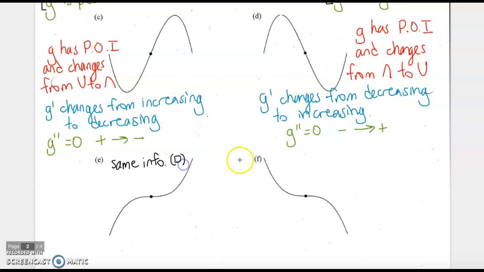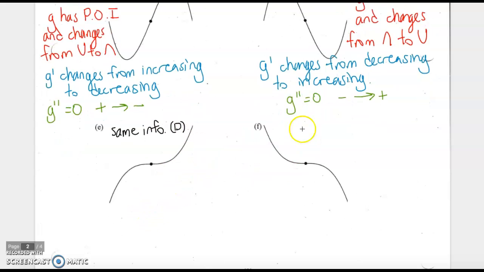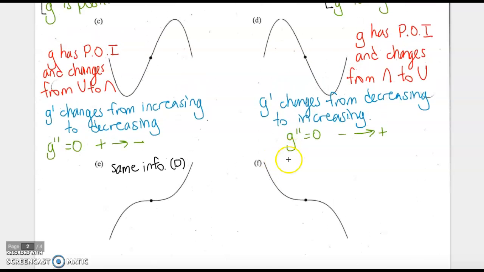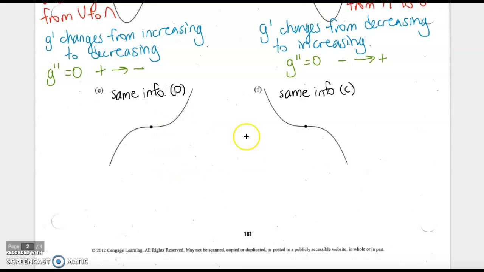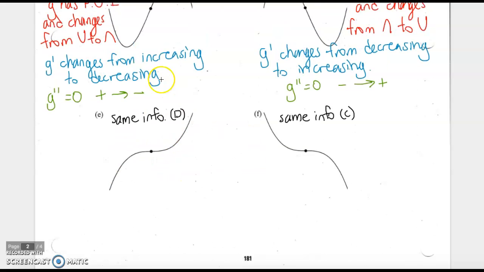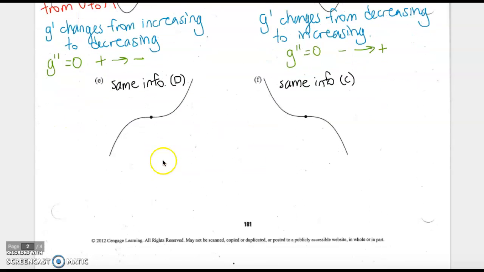I don't want to take away from that fact, but I do want to talk specifically about the fact that this is a saddle point. And then the same thing will go for F. So F changes from concave up to concave down, has a point of inflection. So I would still say that the same info from letter C applies here. But again, my focus is on the fact that these are saddle points, whereas these weren't previously.